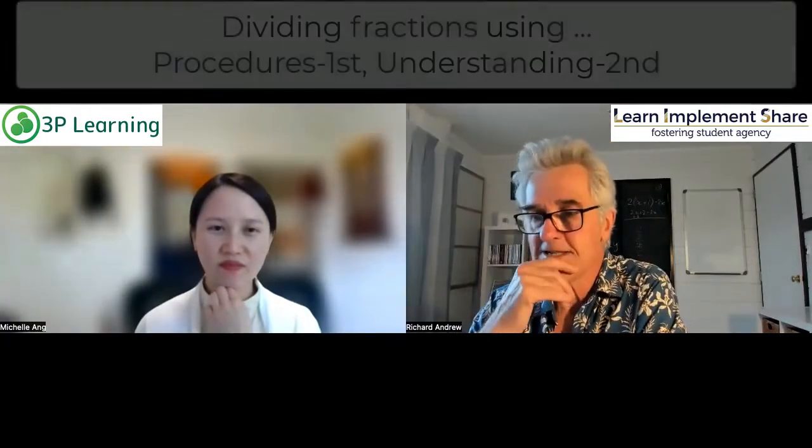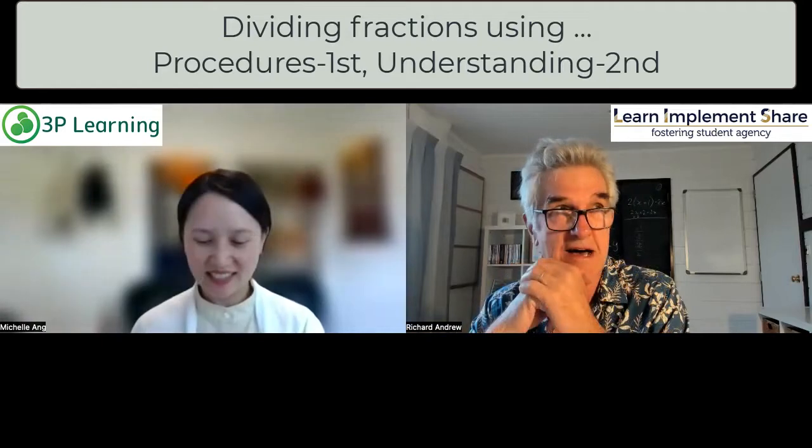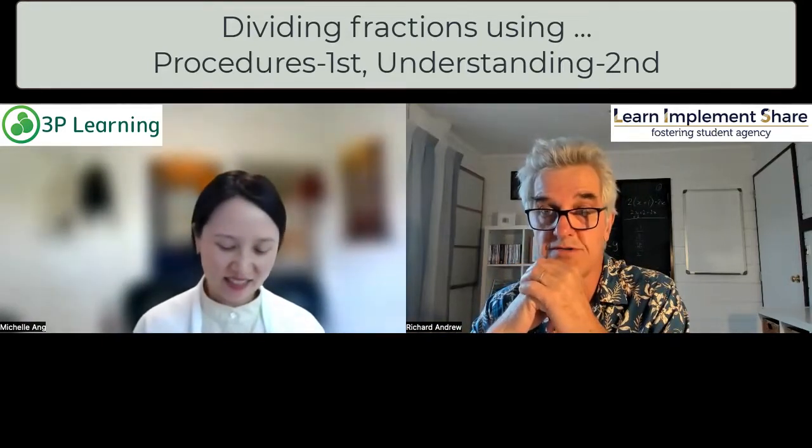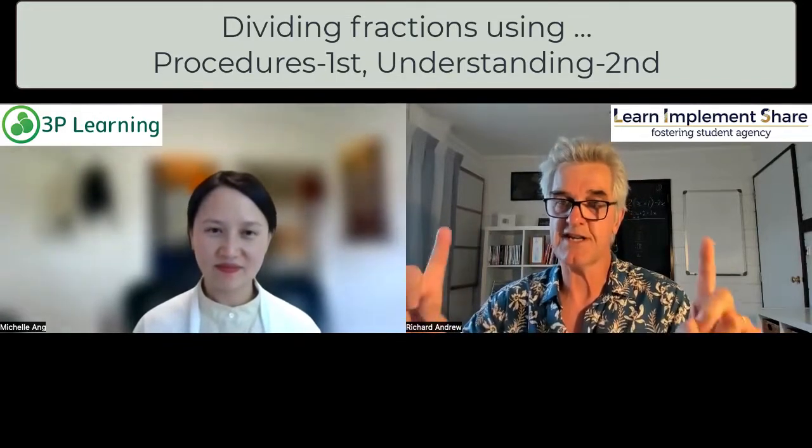Let's have a look at dividing fractions, right? A half divided by a quarter. Okay. Procedures first, understanding second approach.